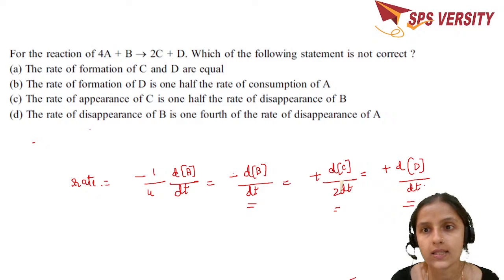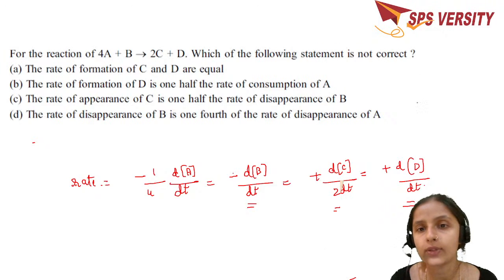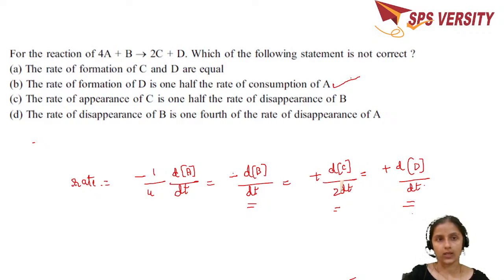The rate of appearance of C here is half the rate of disappearance of B. Is it true? The rate of disappearance of C, that's dC divided by dt, is 1/2 the rate of disappearance of B. It's right. The rate of disappearance of B, this one, is 1/4 of the rate of disappearance of A. This is also right. The rate of formation of D is 1/2 of the rate of consumption of A. This would be the not correct one.